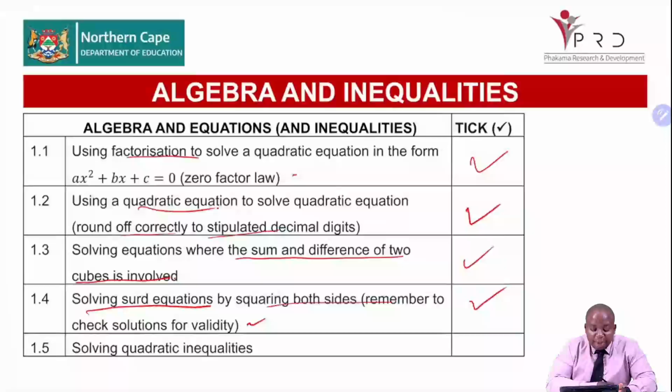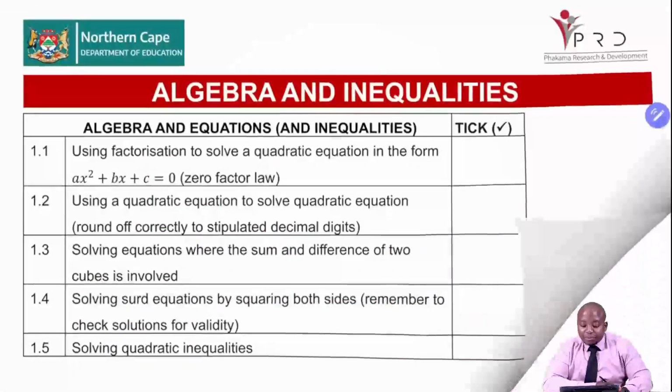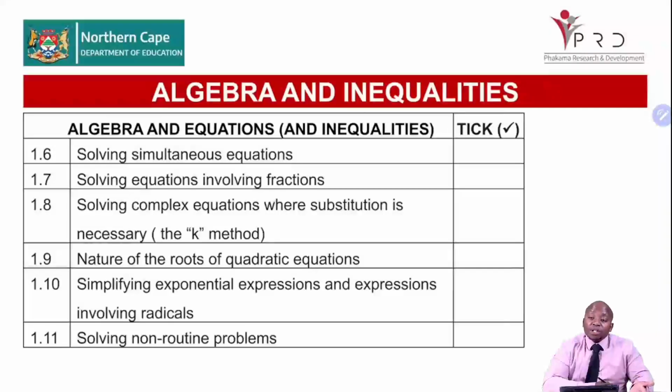1.5, am I able to solve the quadratic inequalities? And remember, when you're dealing with those inequalities, we are going to work with either a number line or the basic parabola. 1.6, am I able to work with the simultaneous equations when I'm solving for x and y, or any variables that they can give me, but two different variables using the two equations? Am I able to do that?